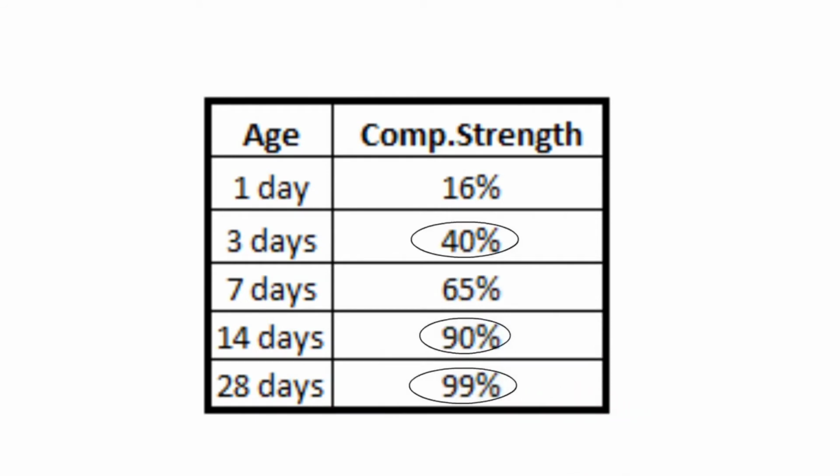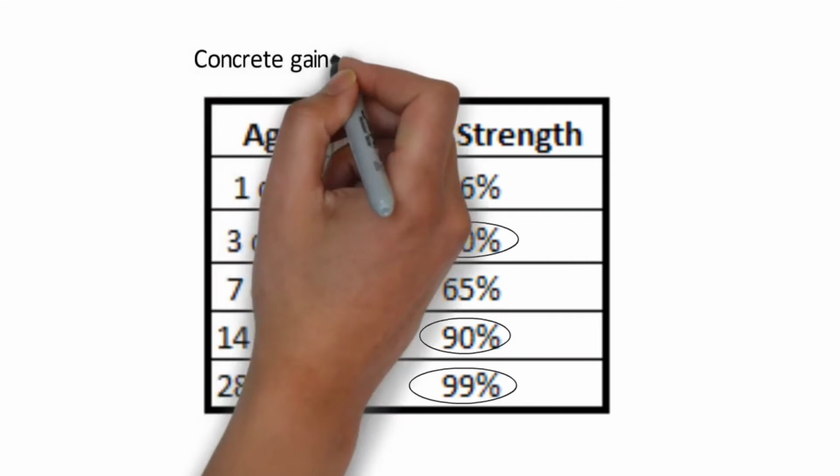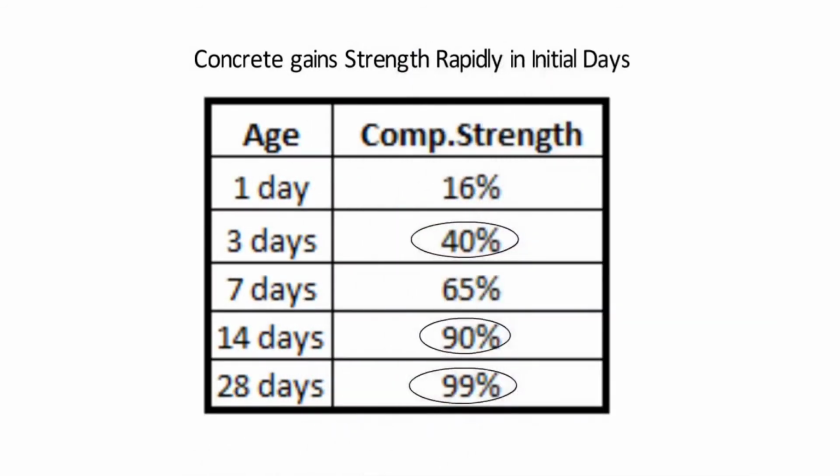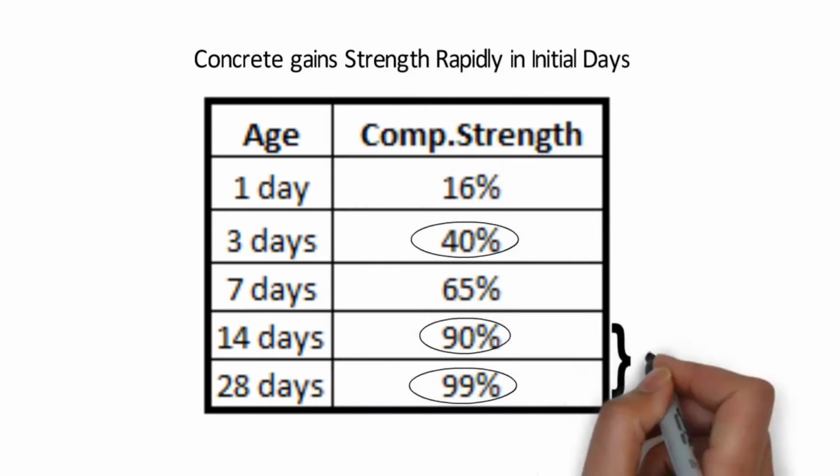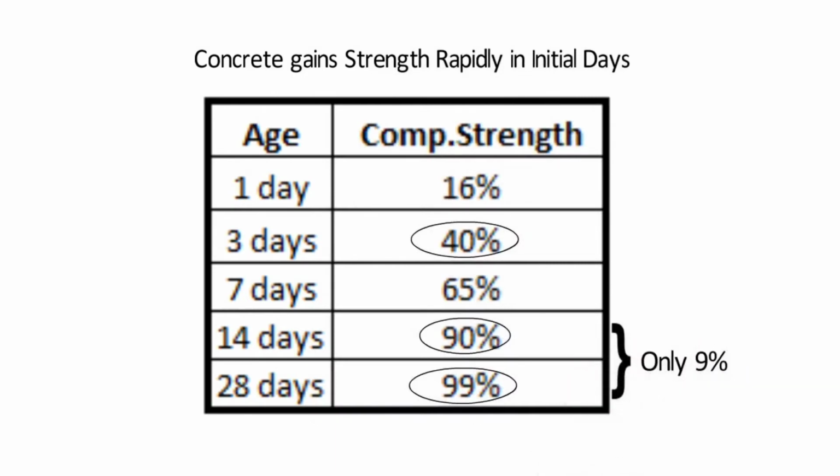So it is clear that concrete gains strength rapidly in initial days after casting, that is 90% in only 14 days, and after that concrete gains only 9% strength in the next 14 days. So the rate of gain of strength decreases. Since concrete gains 99% strength in 28 days, it's almost close to its final strength. And that's why we use this strength as the base for our design and evaluation.